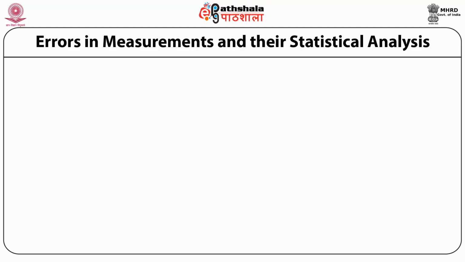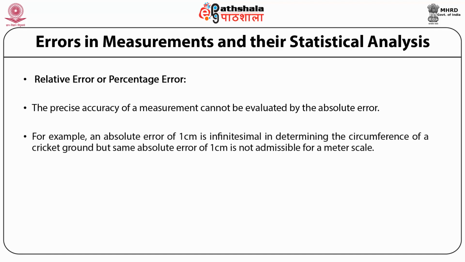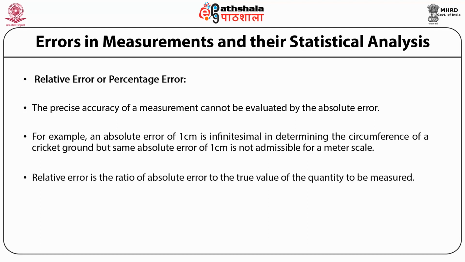Second type of error is the relative error or percentage error. The precise accuracy of a measurement cannot be evaluated by the absolute error. For example, an absolute error of 1 centimeter is infinitesimal in determining the circumference of a cricket ground. But the same absolute error of 1 centimeter is not admissible for a meter scale. So, relative error is the ratio of absolute error to the true value of the quantity to be measured.